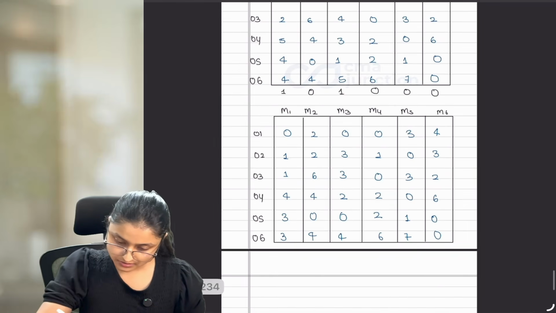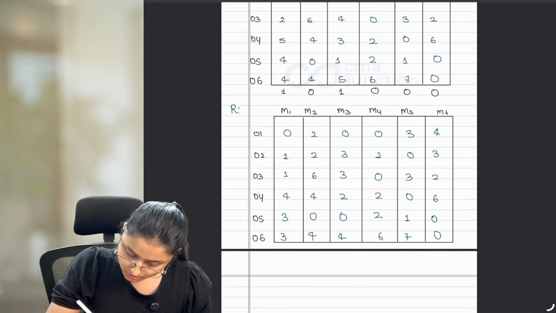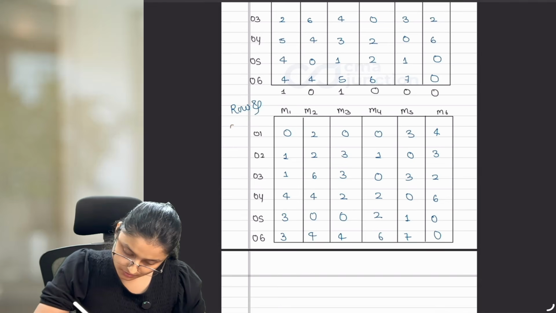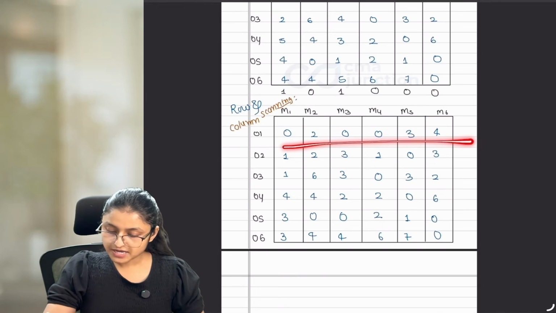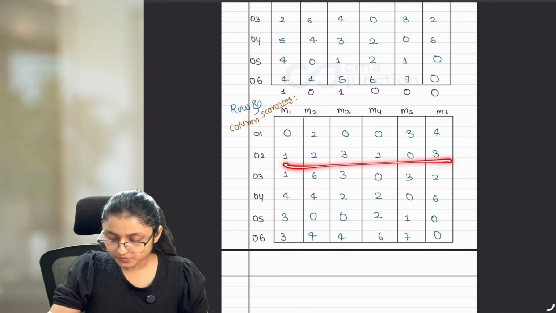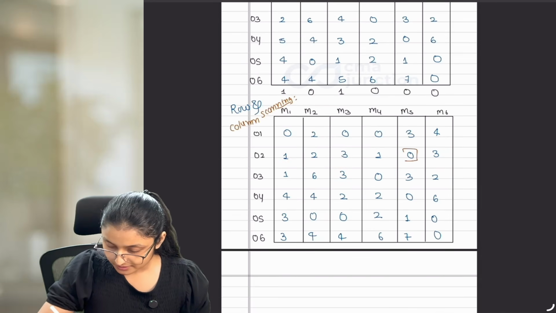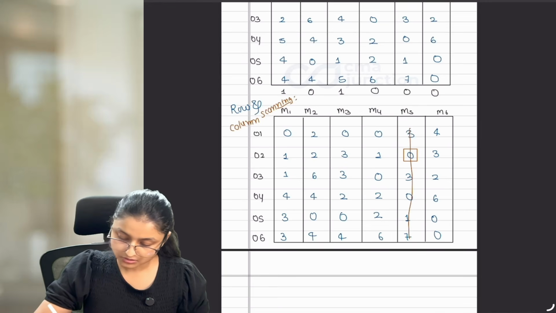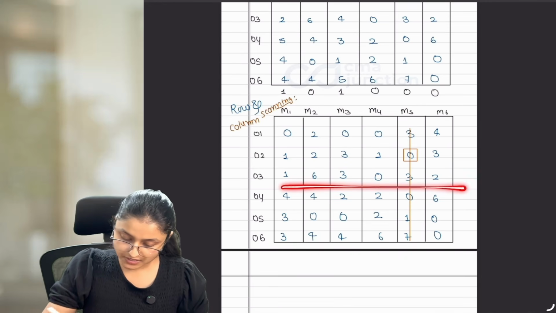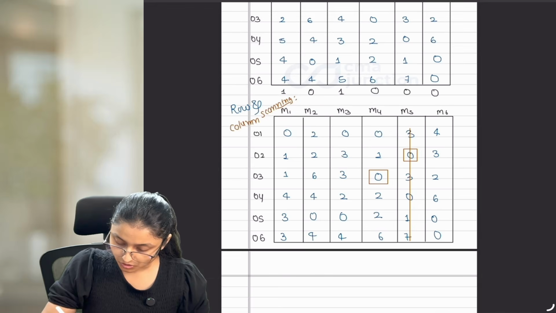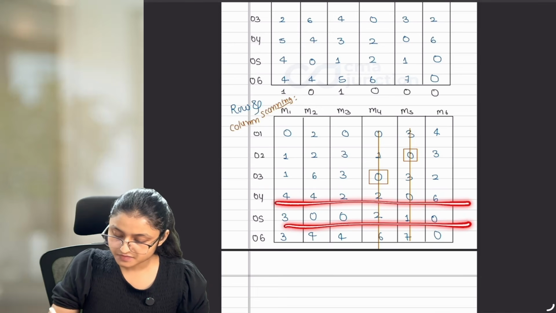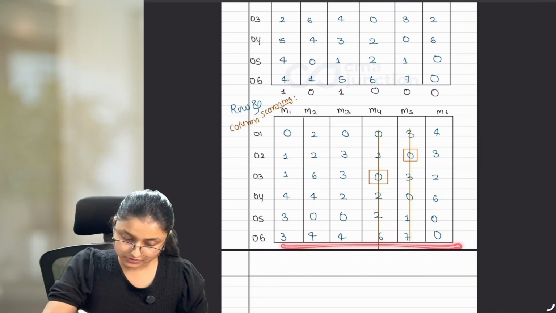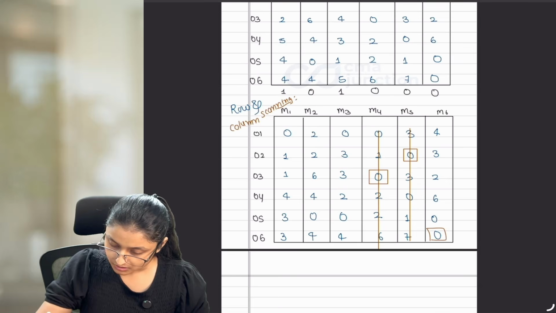Now, after this, we can do our row and column scanning. Now, here we have 3, 0. Skip this row. Move to the next one. Here we have 1, 0. Mark it. And as we are doing row scanning, we'll cut the column. Next, here we have 1, 0. Mark it. Cut the column. Next, we are not left with any 0 here. Here we have 3, 0. Skip. Here we have 1, 0. Mark it and cut the column.